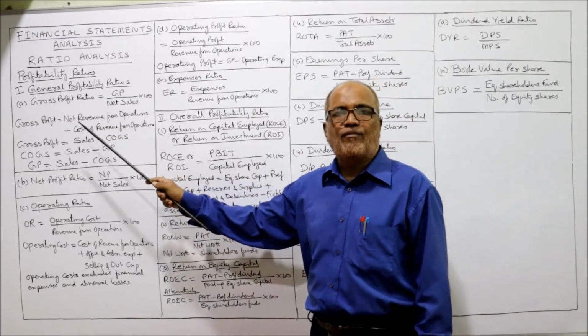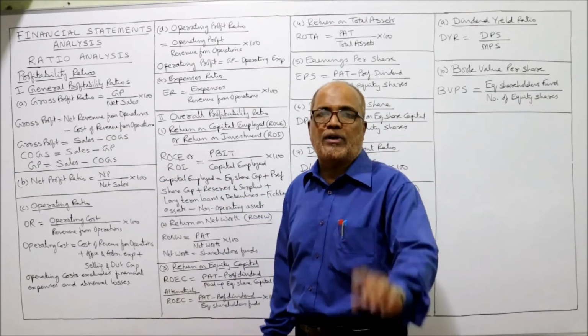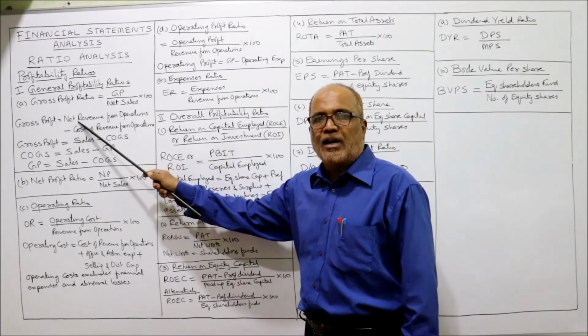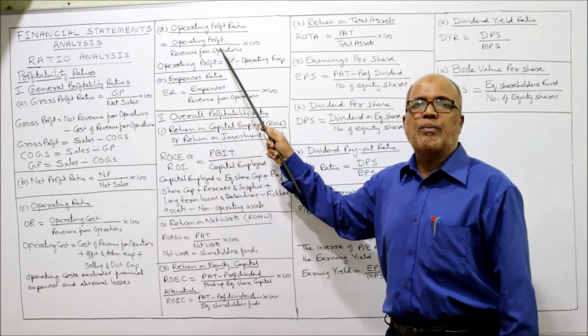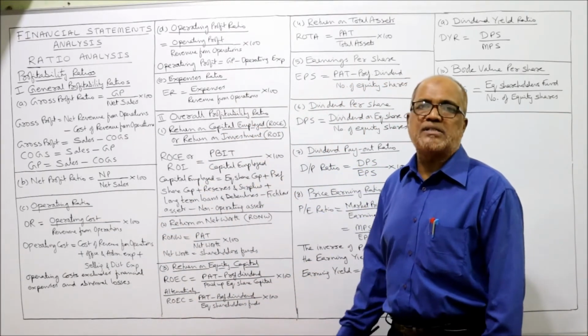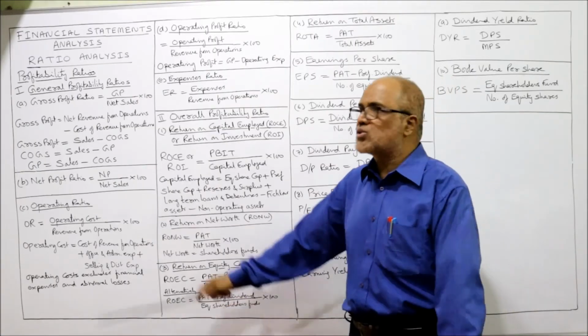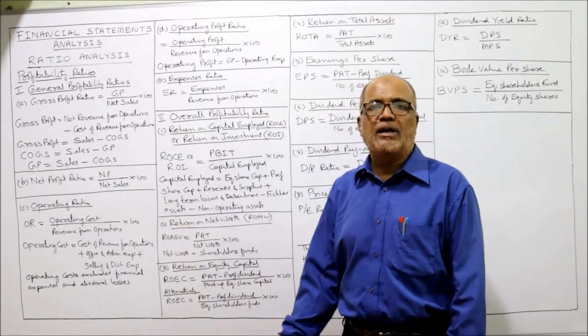So 5 formulas I have given for general profitability ratio: gross profit ratio, net profit ratio, operating ratio, operating profit ratio and expenses ratio. These 5 ratios are called general profitability ratios.